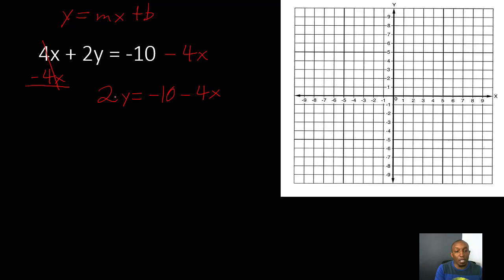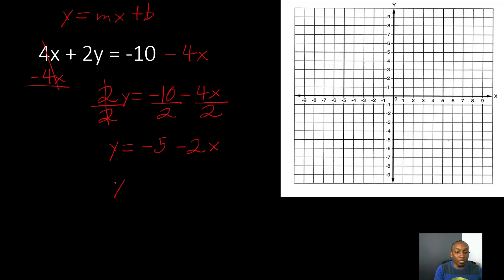But we have another problem. We have a number in front of this y, and this y has to always be by itself. Since they're multiplying, we're going to do the opposite of multiplying, and we're going to divide this 2 on both sides. Now this 2 cancels out right here, so we end up having y equals negative 10 divided by 2, which gives us negative 5, then negative 4 divided by 2, that's going to give us that negative 2x right there. So now if we take a look at it, we have y equals negative 5 minus 2x.